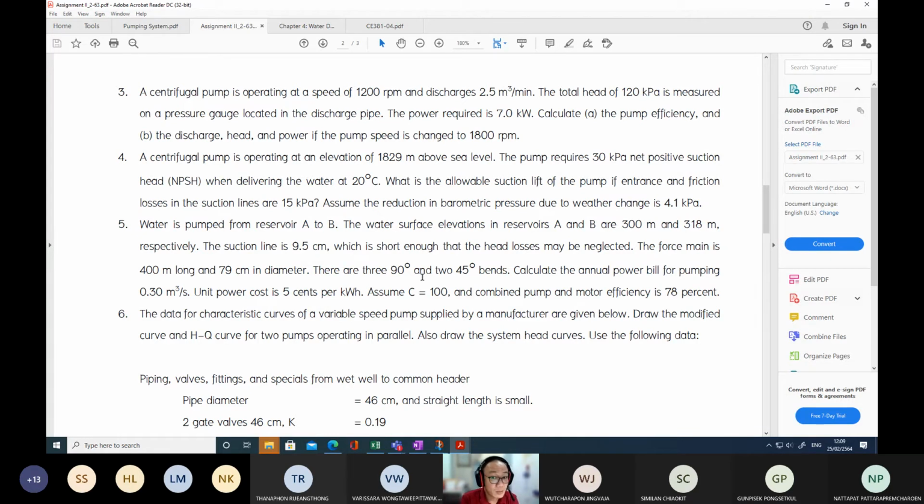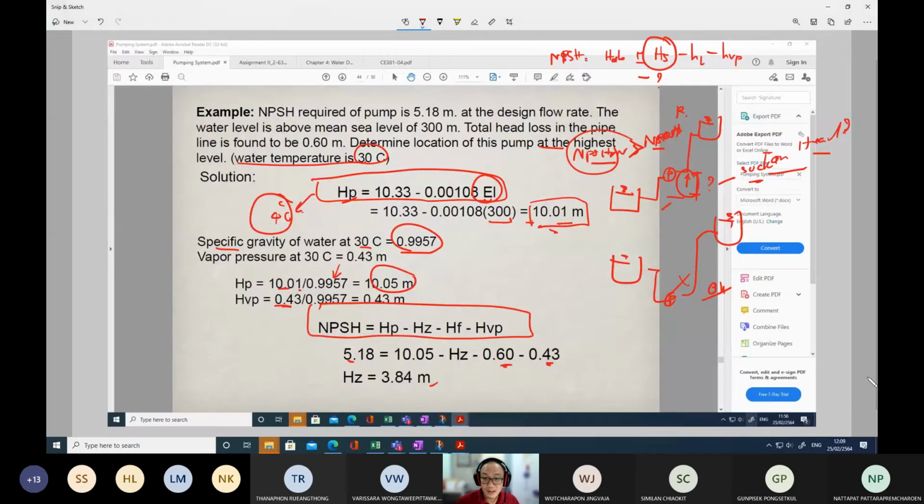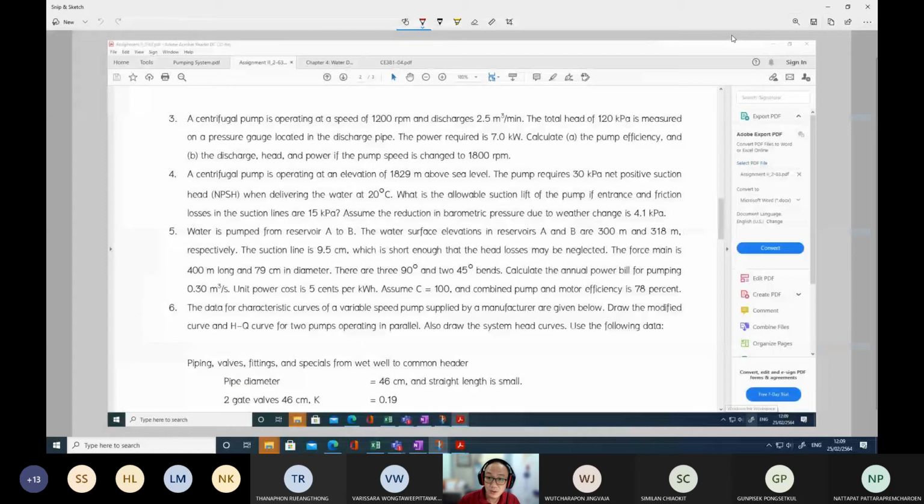So the first question, how can we solve the problem? You have to determine the pump's efficiency. Remember that the pump's efficiency is equal to power output divided by power input, times 100. The power required is 7 kilowatt, which in this context refers to the power input. So you have to find the power output in order to determine the pump's efficiency. So what is the power output?